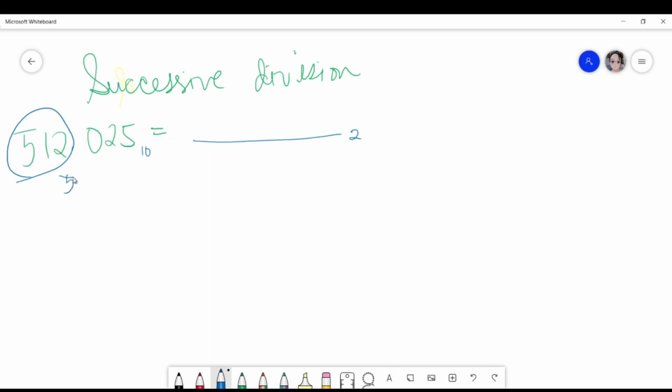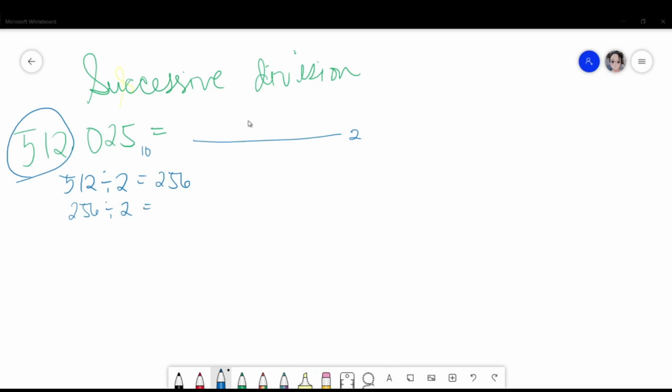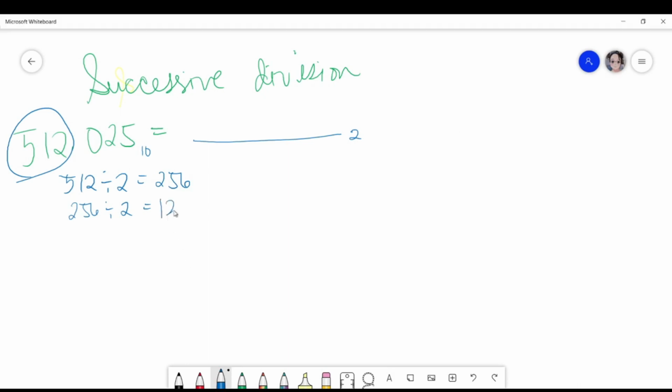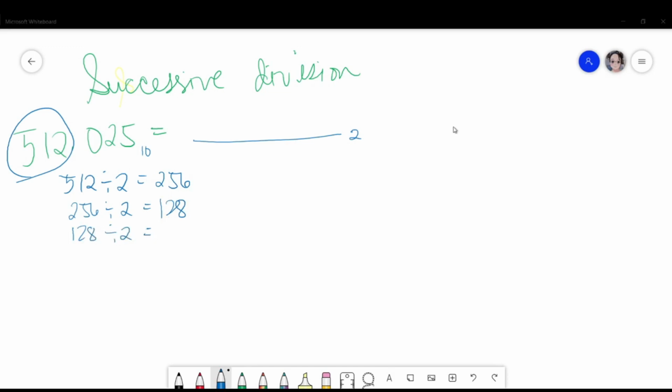Okay? So 512 divided by 2 is 256, right? Okay, so 256 divided by 2 is 128. I will calculate it myself to be sure. 128 divided by 2 is 64.